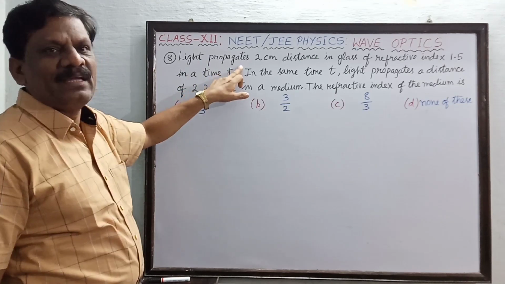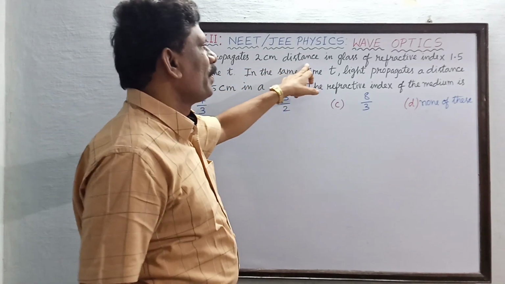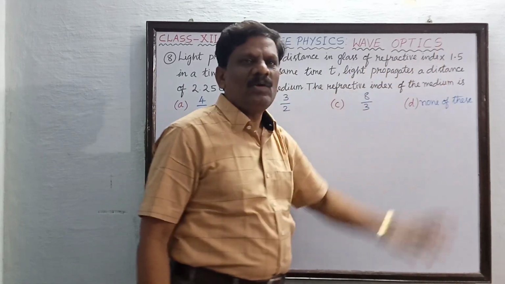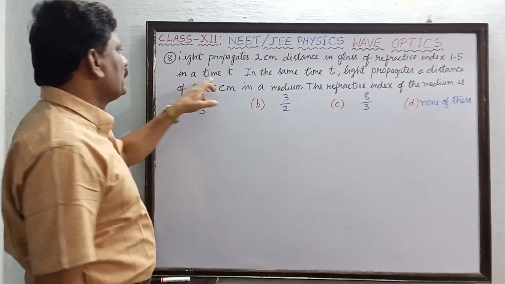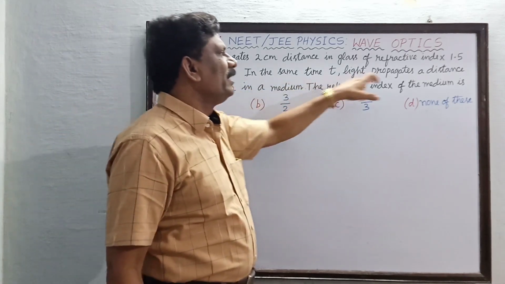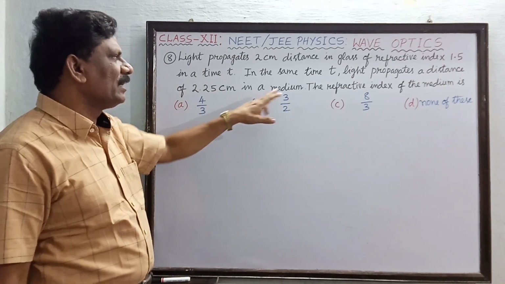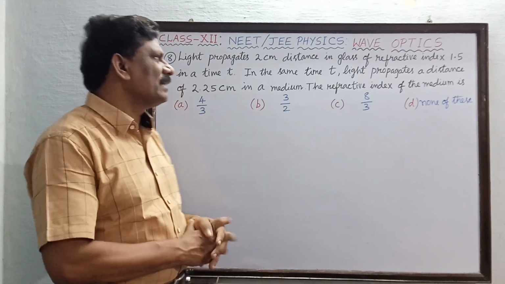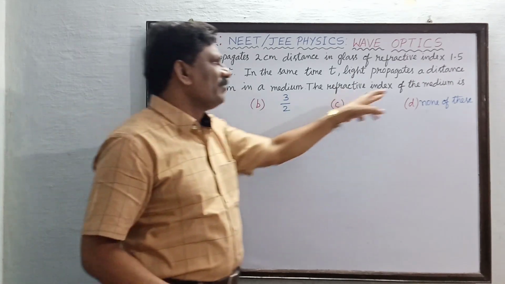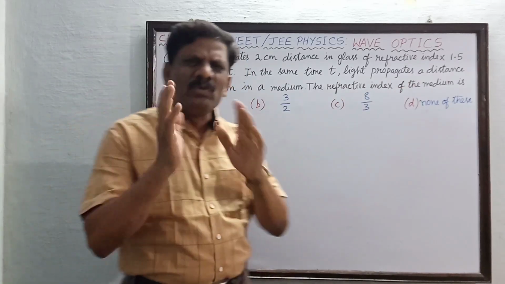Problem number 8. Light propagates a 2 centimeter distance in glass of refractive index 1.5 in a time t. In the same time t, light propagates a distance of 2.25 centimeter in another medium. What is the refractive index of the second medium? It is a very good question.